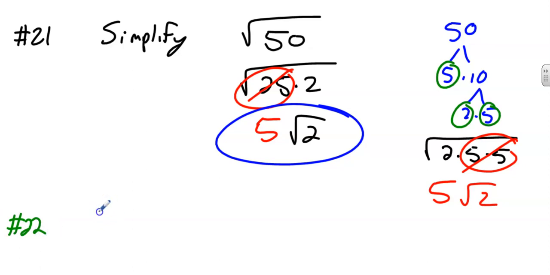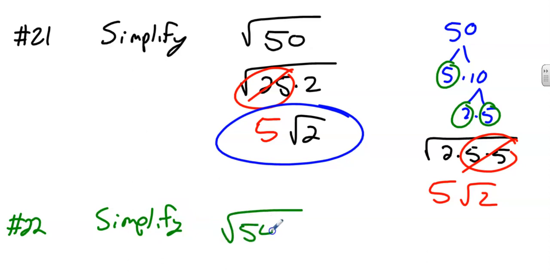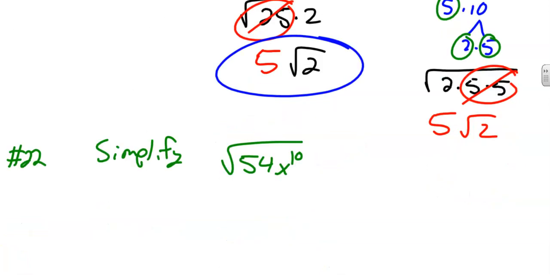Okay. And 22, the only difference between 21 and 22 is when you simplify on 22, they give you a variable. But we'll do that just like we did in the earlier problem. Do it in 2 parts. We're going to do the square root of 54 for one part, and then the square root of x to the 10th to the other part.